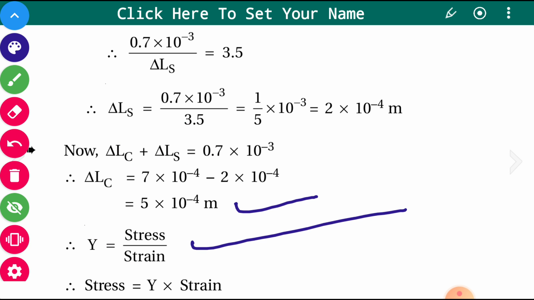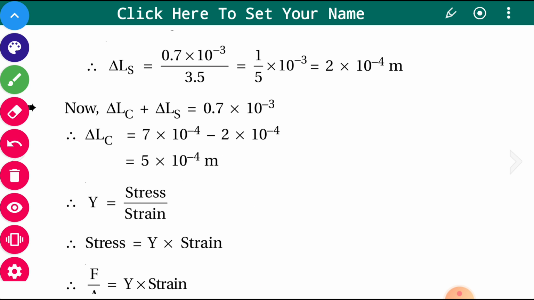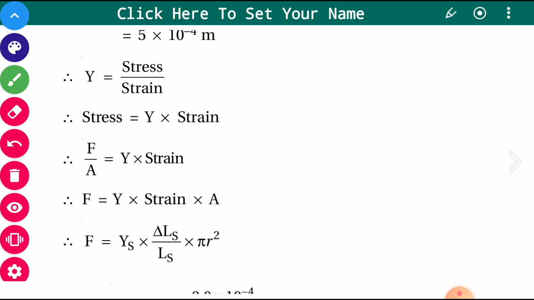Now Young's modulus is stress upon strain, so stress is equal to Young's modulus times the strain. Stress is force upon area, as you know. So instead of stress, it is taken to be force upon area, equal to Young's modulus into strain. So force will be Young's modulus into strain into area. Now all these values are given.